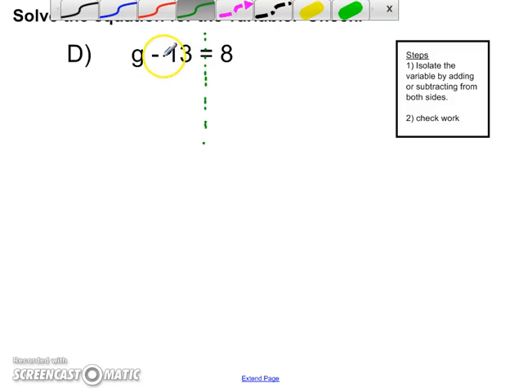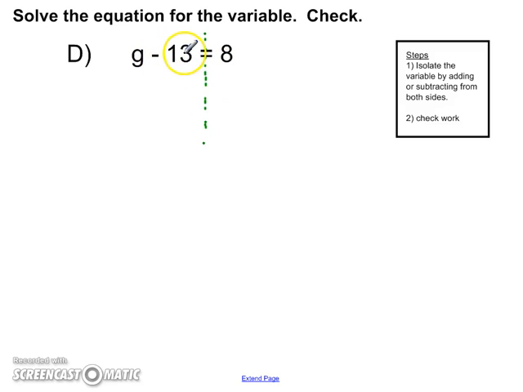So you have to ask yourself, what can I do to negative 13 to get it to go away? What is the opposite of minus 13? Well, the opposite is plus 13. Negative 13 plus 13 is 0, and these things cancel themselves out. So I'm going to do that to both sides so that I keep my balanced equal sign. That's this long equal sign. The g comes down because I haven't gotten rid of it, and then 8 and 13, well, that's 21. So I've just found out that g is equal to 21.